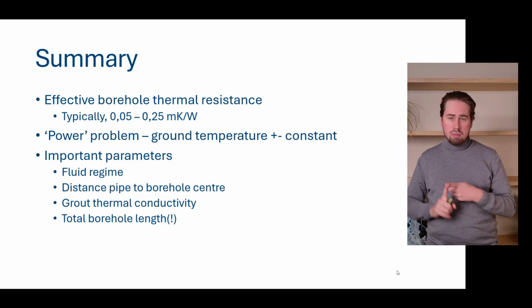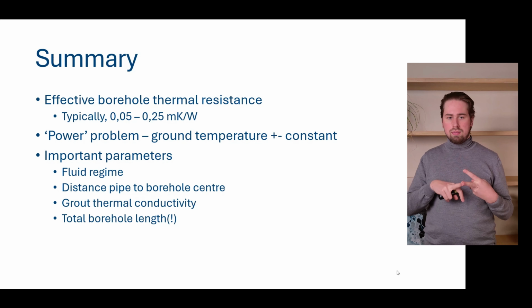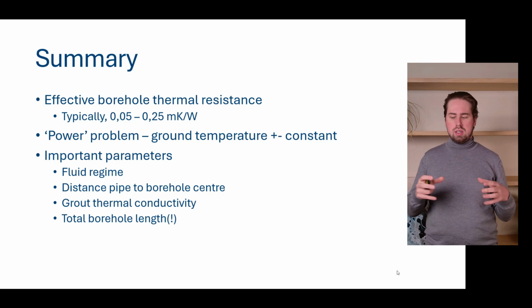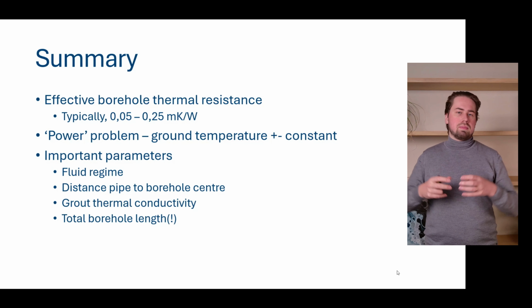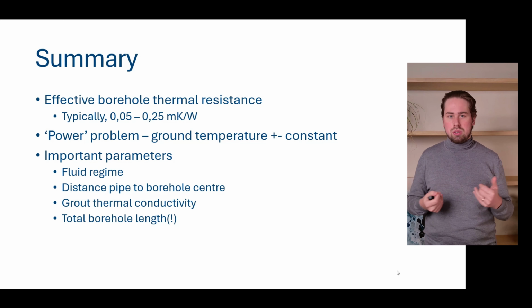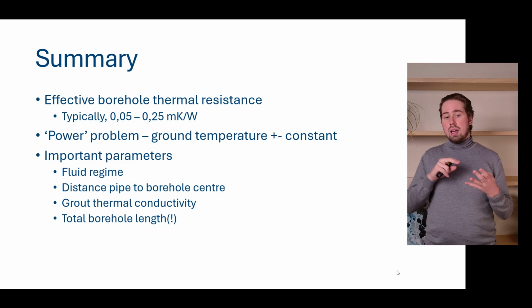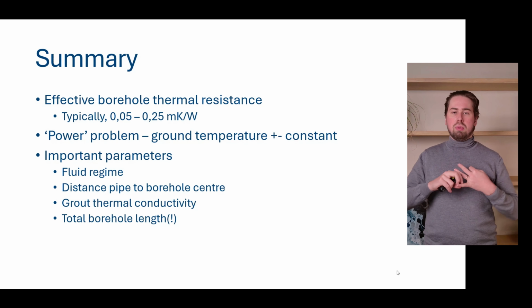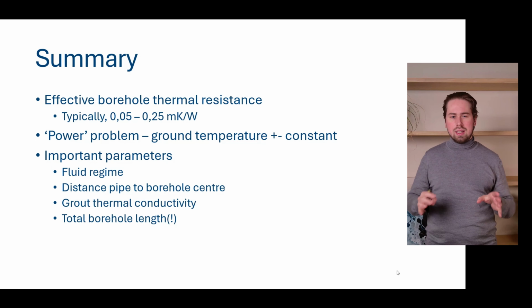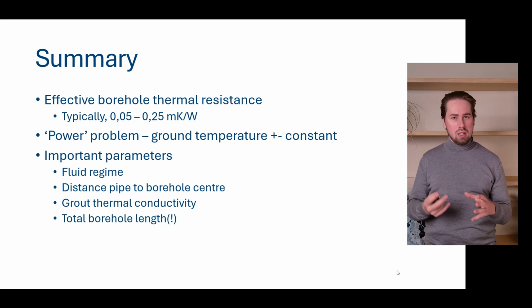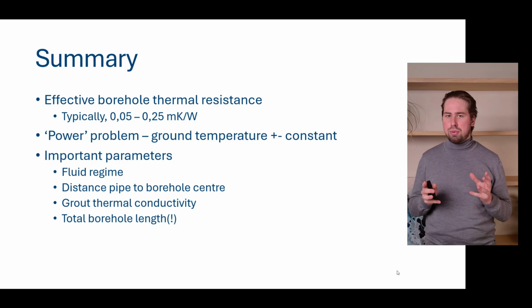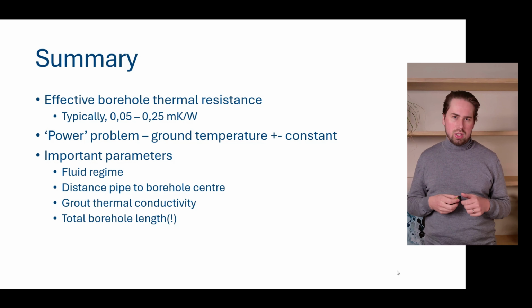What can we do to influence or solve this power problem is to change the fluid regime, laminar or turbulent. We can have an influence on the pipe to the borehole center, although it's hard. But for example, if you drill a smaller borehole, your pipes will on average also be closer to the walls. You can change your grout thermal conductivity, and we had this strange effect of the borehole length. So our total borehole length is a really, really important aspect as well to this power problem. So not the configuration, just how many borehole meters there are, how many meters of heat exchanger.